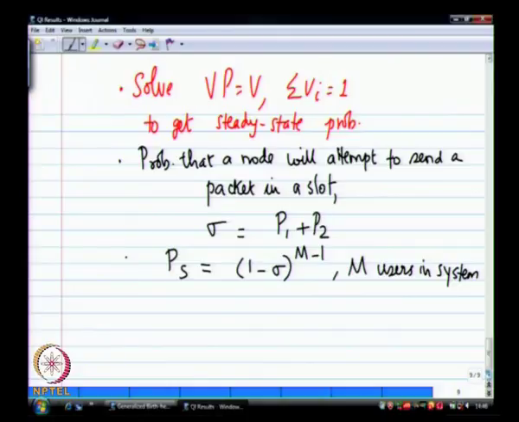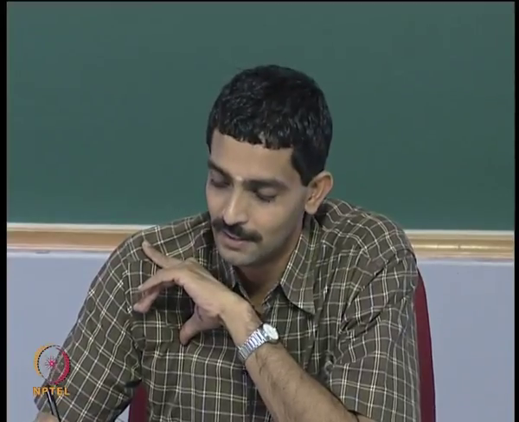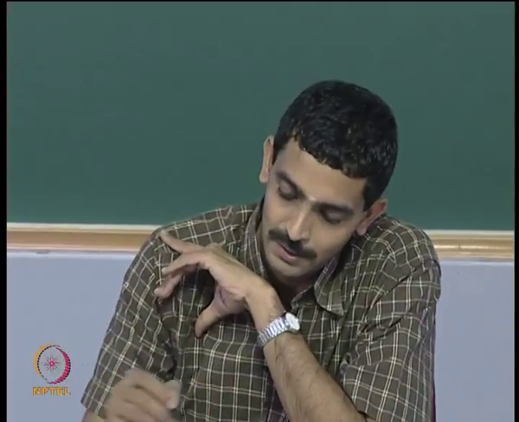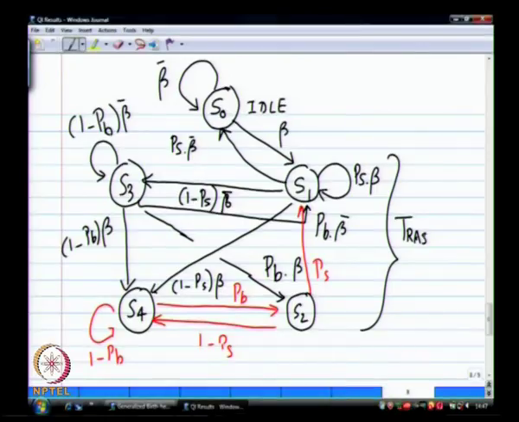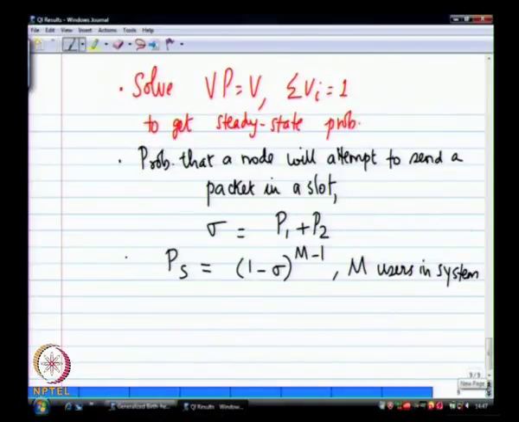This is assuming that there is one user in the transmit state, right. What is the probability that I will be successful? If nobody else sends, therefore only the other m minus 1 users should be not in the transmit state, any other state that they are in. See, these are the two transmit states, right. If a user is in S1 or S2, it means the user is sending, and the probability of that is P, right, our P1, P2 is the steady state probability of being in state 1 and state 2. Okay, let us add that.